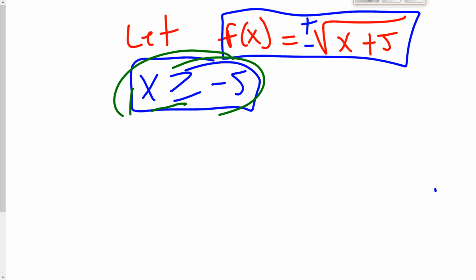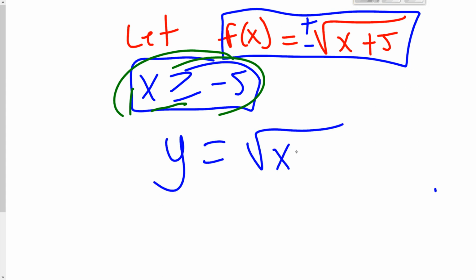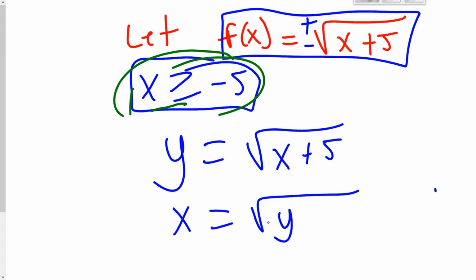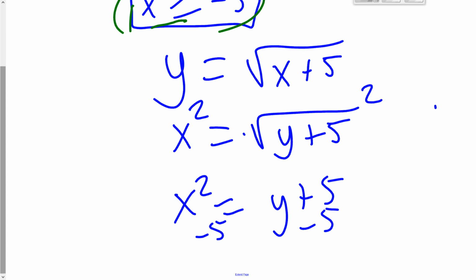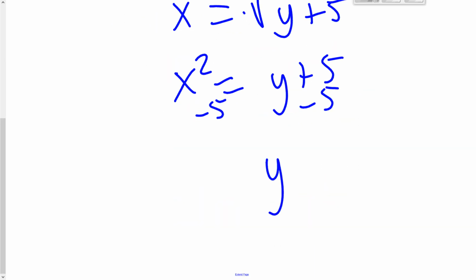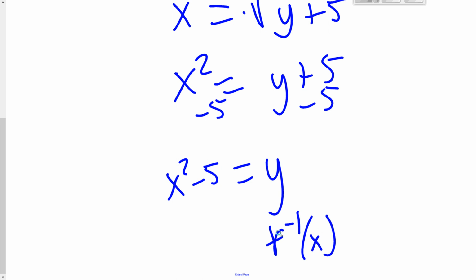Okay, so change f of x to y. Interchange x and y. Solve for y, get rid of the square root by squaring both sides. So you get x squared equals y plus 5, subtract 5 on both sides. So you can see that, hey, as we look at this, we change y to f inverse of x.